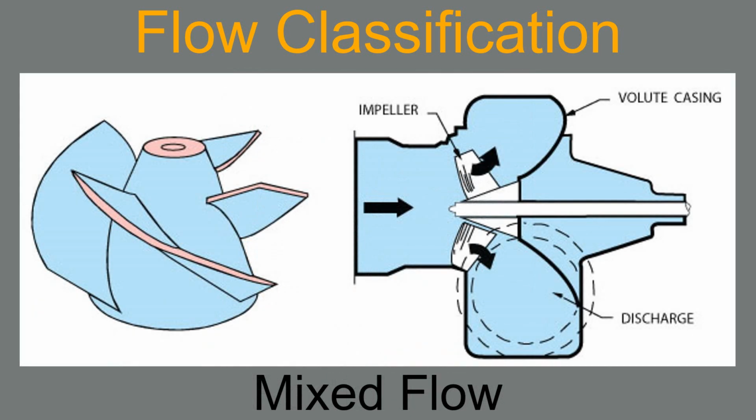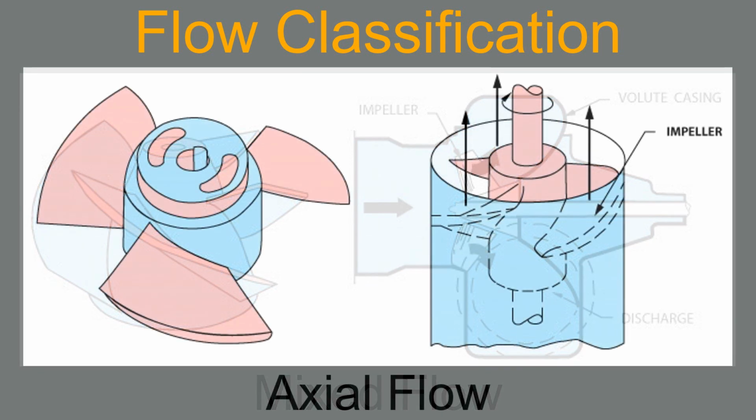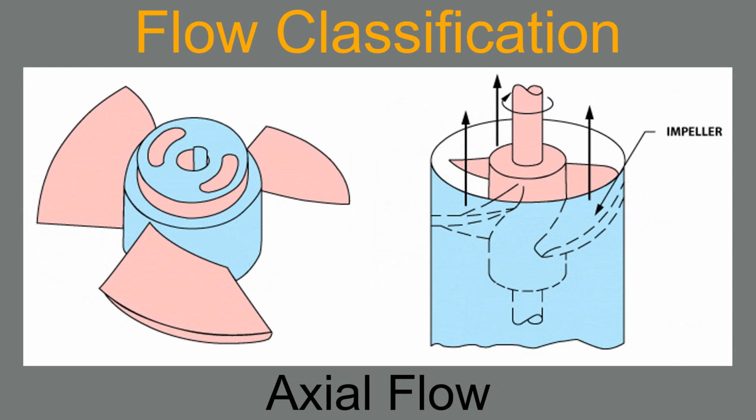Mixed flow pumps discharge fluid at an angle exceeding 90 degrees relative to the pump shaft orientation. Axial flow pumps are used for low pressure, high flow applications. Almost no radial force is imparted onto the flowing fluid, but the pump is still classified as centrifugal because some small part of the fluid's movement is radial.